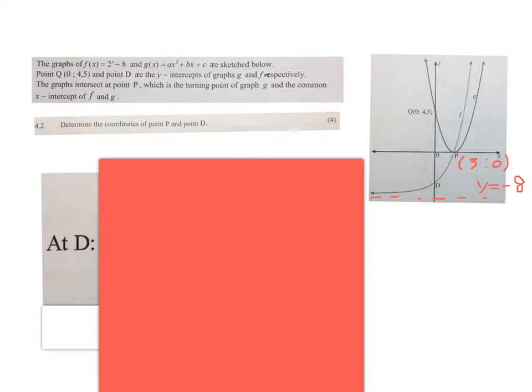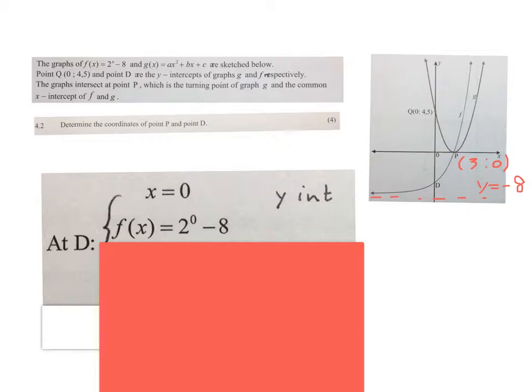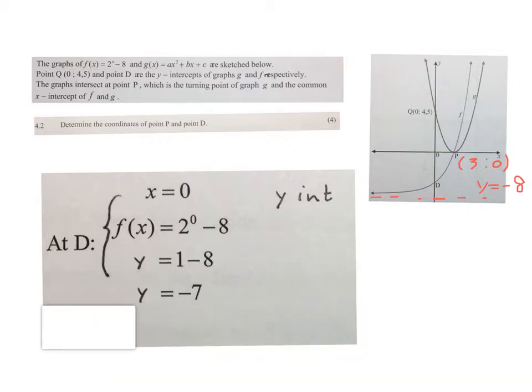Now to work out D. D is the y-intercept of the f function. So you make x 0 to find your y-intercept on the f function. Then you solve for y and write down the coordinates of D. Please stop the video.